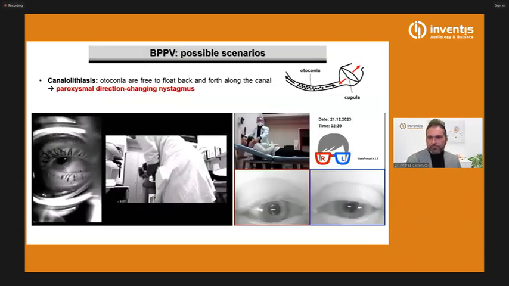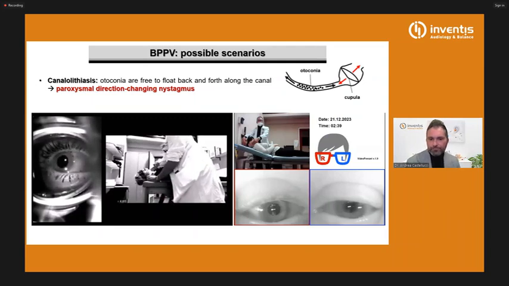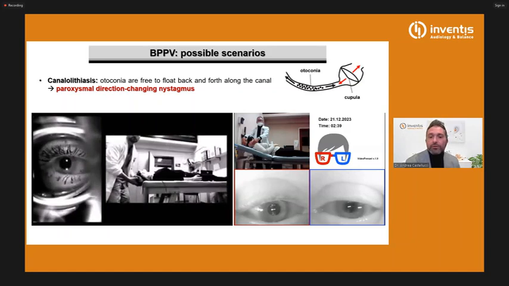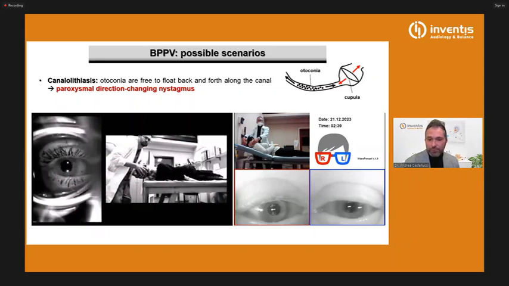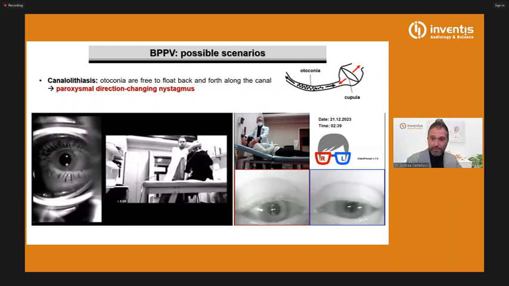So we know that BPPV might be due to a canal lithiasis. In canal lithiasis, otoconia are free to float back and forth along the canal, leading to paroxysmal nystagmus, that is direction changing according to the position of the head with respect to gravity. We are seeing now a typical BPPV of the right posterior canal. You could see that there was a transient paroxysmal nystagmus that is due to a transient movement of otoconia inside the canal, going from the upper part of the canal to the lower part of the canal.